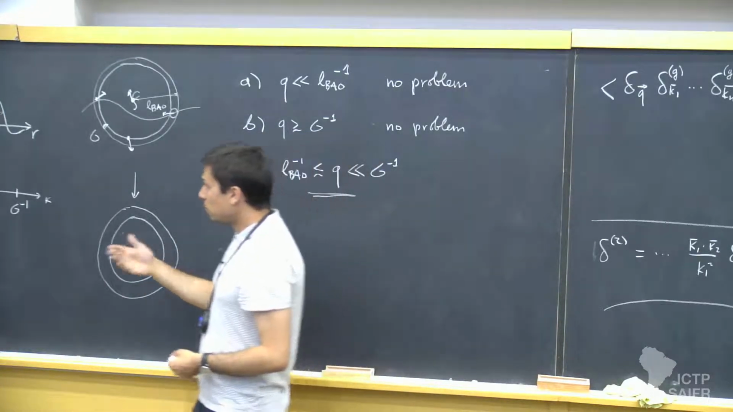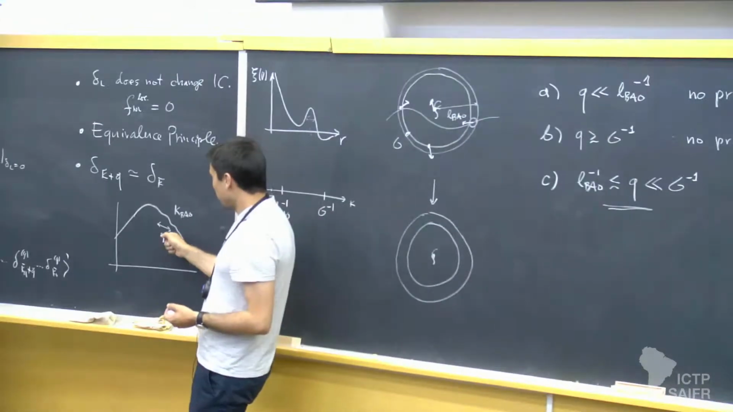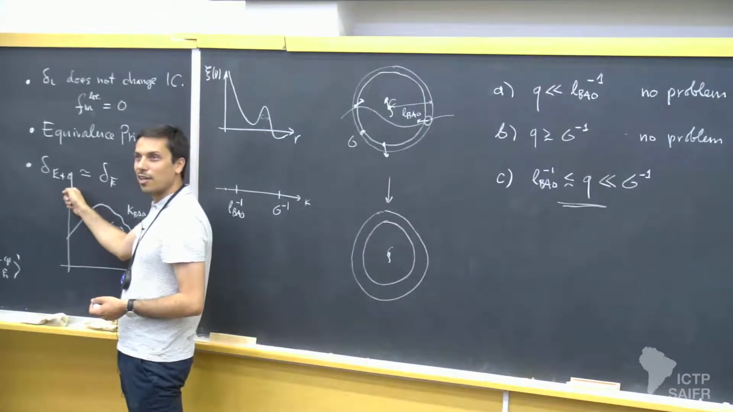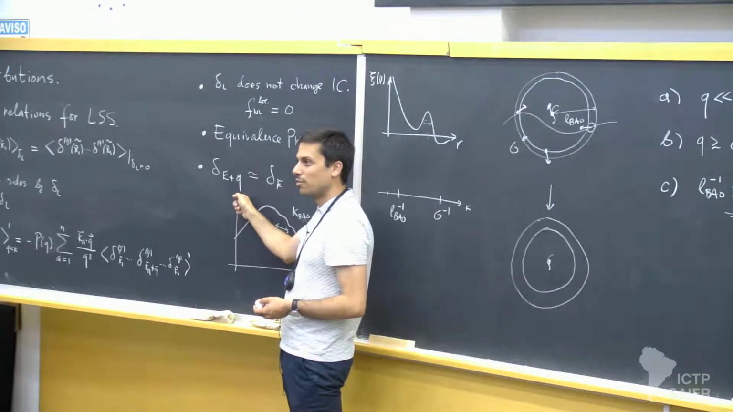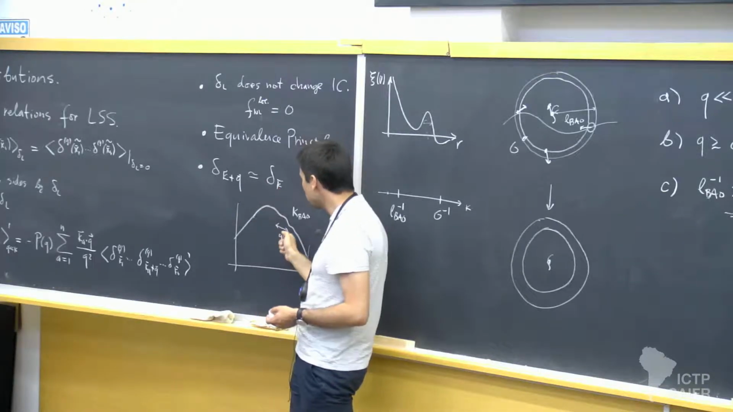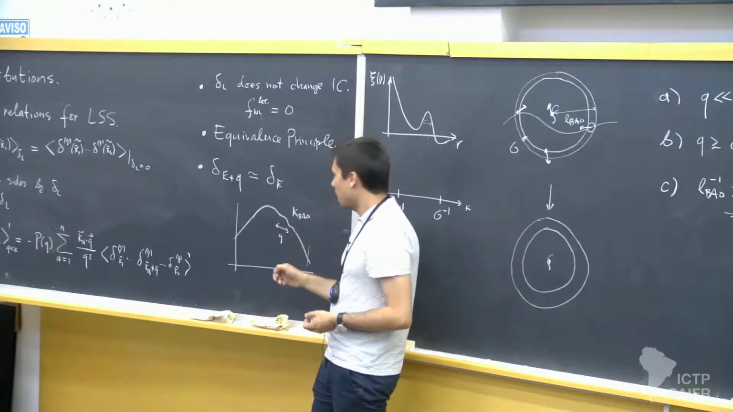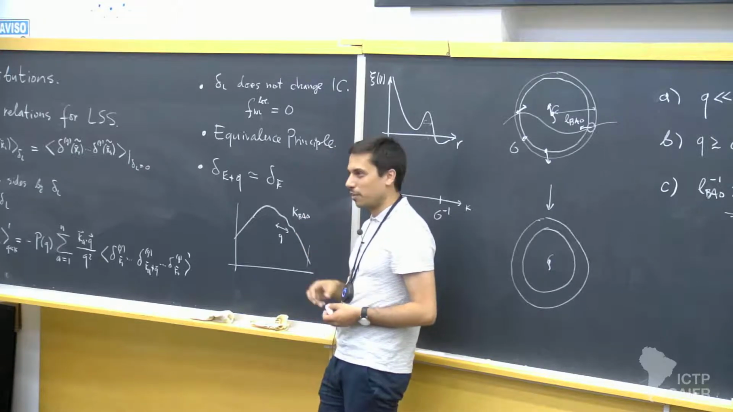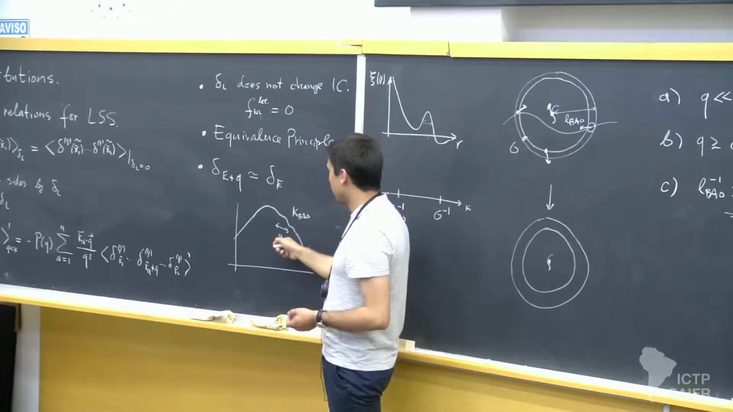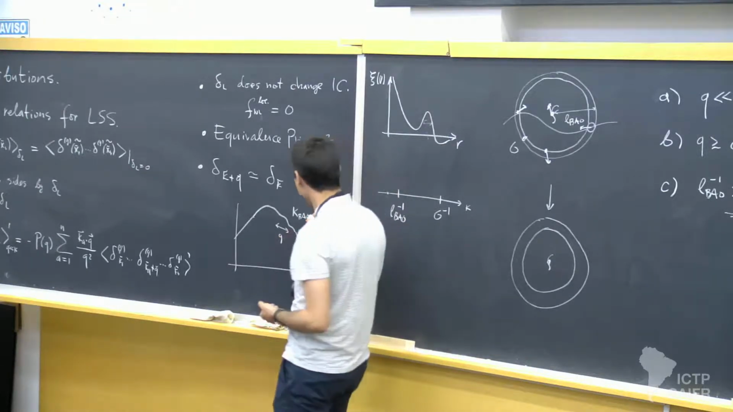And in terms of the formula, what really breaks down is exactly this. I cannot replace delta of k plus q with just delta of k because there are some oscillations here. And this k_BAO is exactly 1 over L_BAO. So in fact, when I have, right?